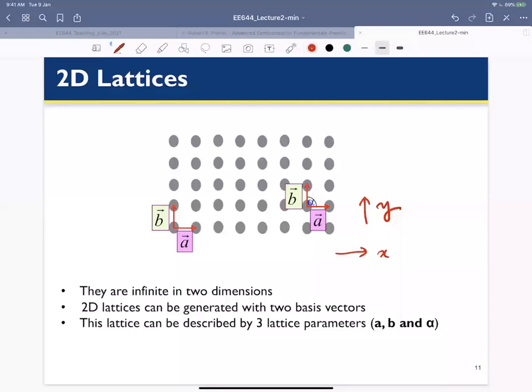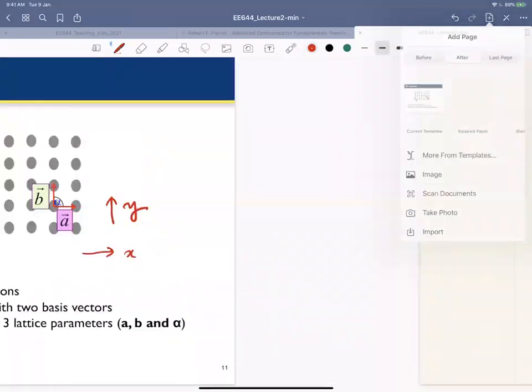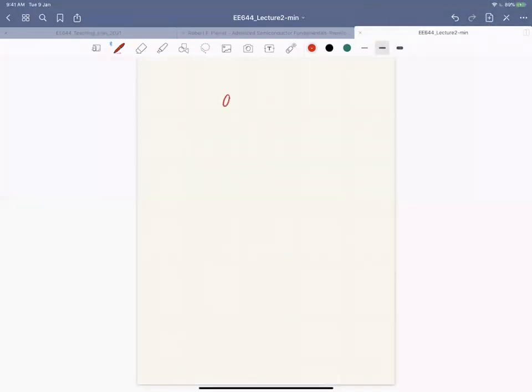So they're infinite in 2 dimensions, and the 2D lattice can be generated with these basis vectors A and B, but you need to know another parameter, alpha, the angle. So if A is, let's say, 5 angstrom, and B is 5 angstrom, and alpha is, let's say, 70 degrees, then you could put the points now.